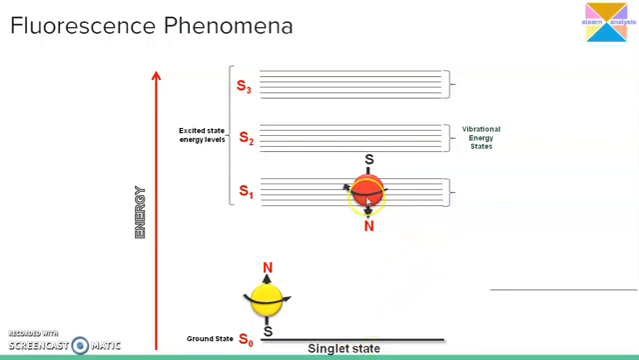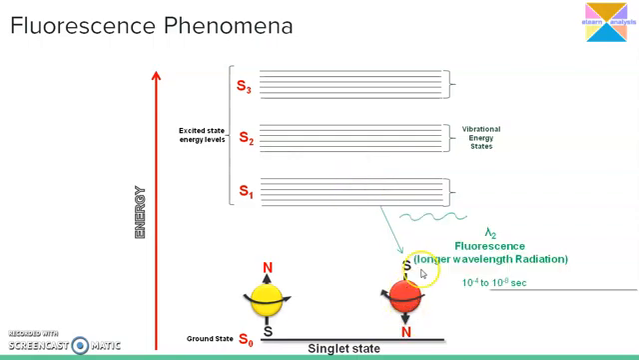So during this jumping from S1 to the singlet ground state, the electron will dissipate the remaining amount of energy, which is lambda 2, in the form of electromagnetic radiation having this particular wavelength, which falls under the fluorescence category. This wavelength is usually longer than the one which we used for the excitation process. And this entire fluorescence process, as I mentioned, happens within 10 to the power minus 4 to 10 to the power minus 8 seconds of the absorption process.